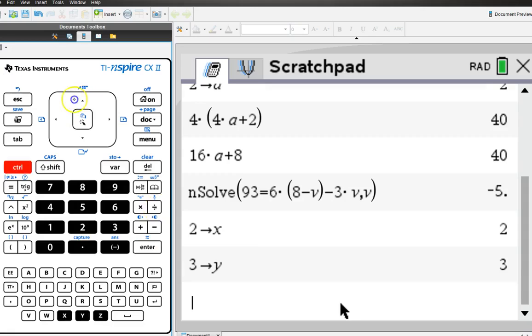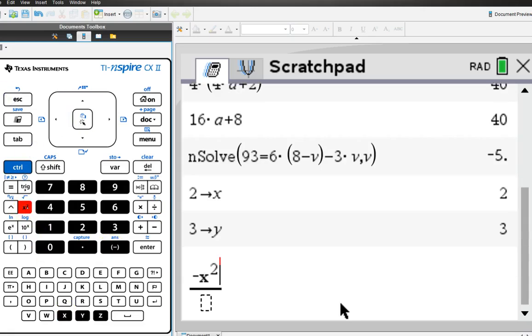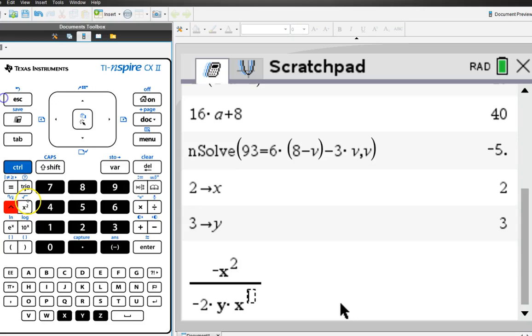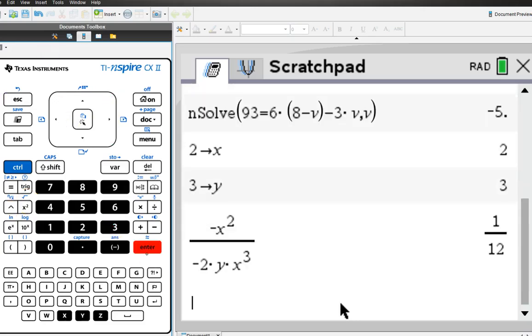Now then I can type in my problem. So control divide, I need a negative X squared, and then hit the down button, and then I need negative 2Y to the third. So negative 2 times Y times X caret 3. Hit the right arrow button. I'm going to hit enter, and it's going to give me the answer for if it's 2 and 3.